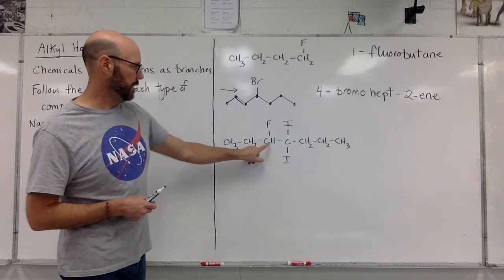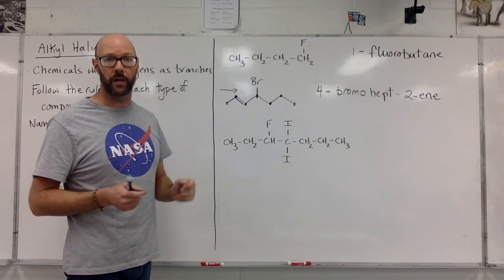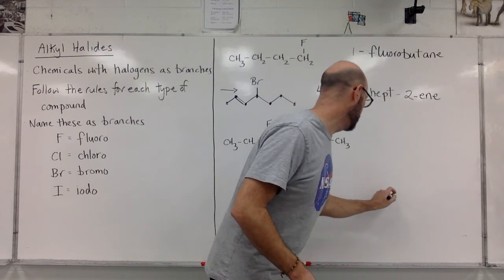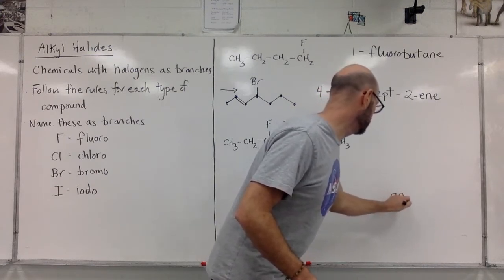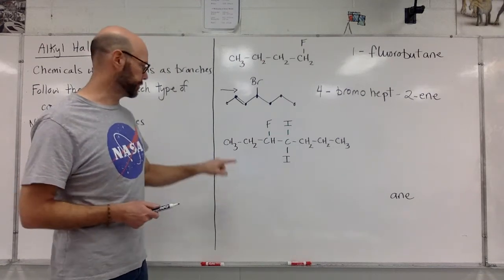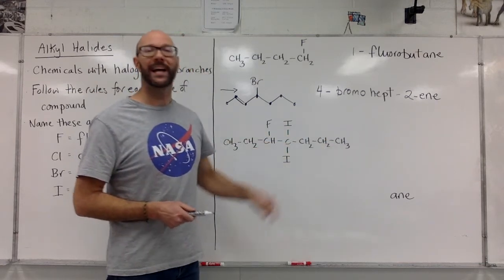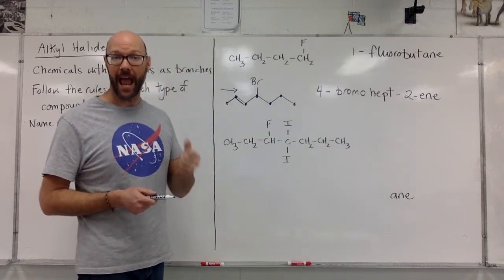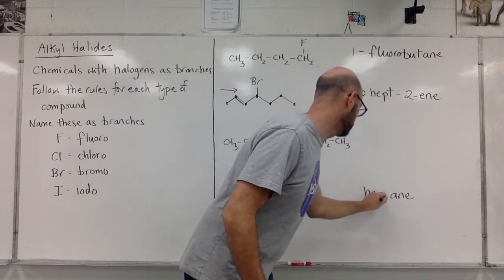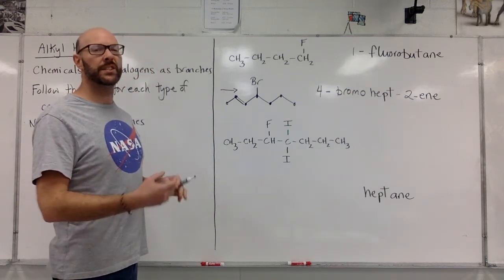One more example. I see single bonds. No double, no triple, single bonds. This is an example of an alkane, ane. A-N-E. How many carbons? 1, 2, 3, 4, 5, 6, 7. Oh, it's 7 carbons again. Hept is the prefix. The parent chain here, the root chain, is heptane.